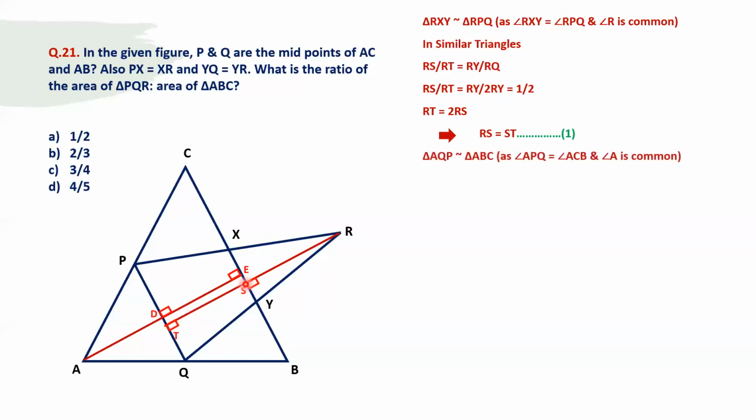Now similarly, triangles AQP and ABC, they are also similar based on the same logic, right? Corresponding angles and common angle. Now here also in similar triangles, the ratio of corresponding sides would be equal to the ratio of the altitudes. So AD by AE, the ratio of altitudes, is equal to AP by AC, the ratio of the corresponding sides. Here again, this AC is nothing but twice of AP, because P is the midpoint. We saw that this is the midpoint.